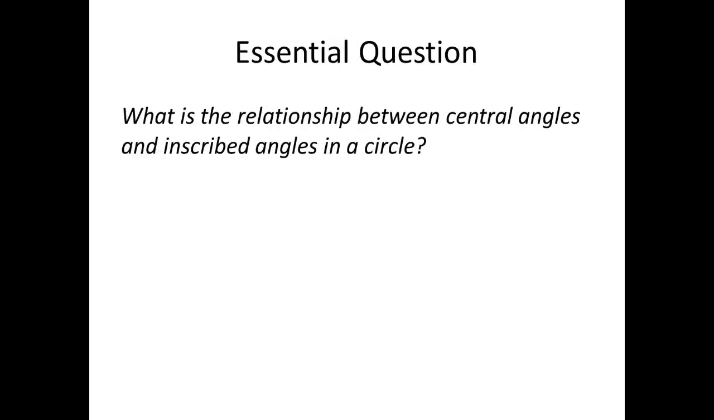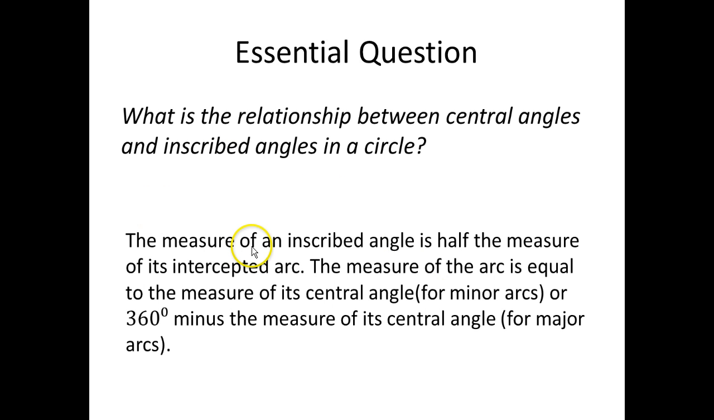Alright, so in this lesson we addressed the following question. What's the relationship between central angles and inscribed angles in a circle? Well, the measure of an inscribed angle is exactly half the measure of its intercepted arc. The measure of the arc is equal to the measure of its central angle for minor arcs, or 360 degrees minus the measure of its central angle for major arcs.